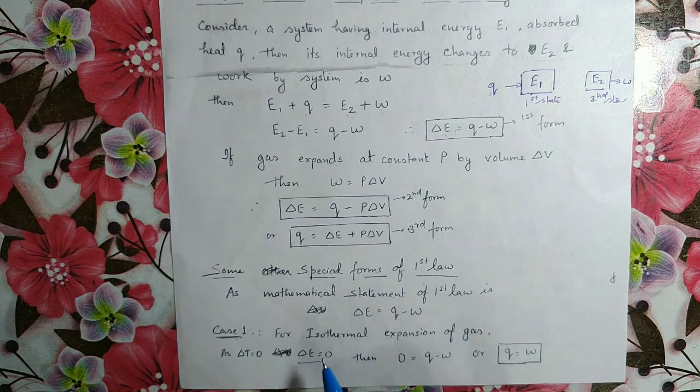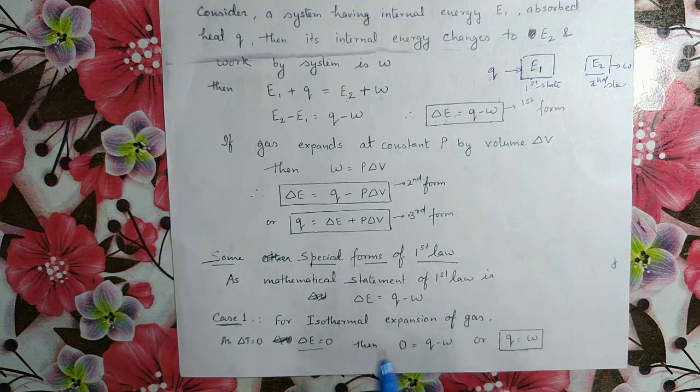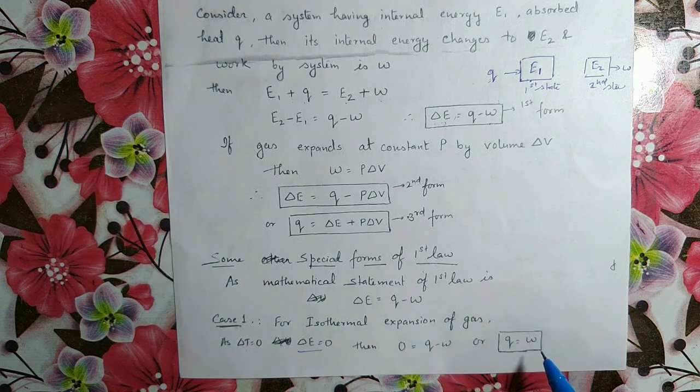Then for special cases, special forms of the first law. For the first case, for isothermal expansion, when the expansion of a gaseous system takes place isothermally, then del T will be 0 in the process. Then as change in temperature is 0, del E will be 0 in that case. Then the amount of heat absorbed by the system will be equal to the work done by the system. Right?